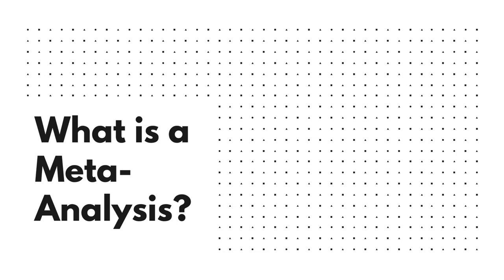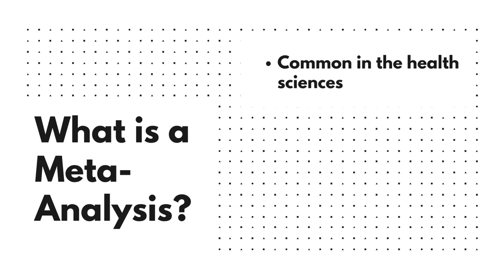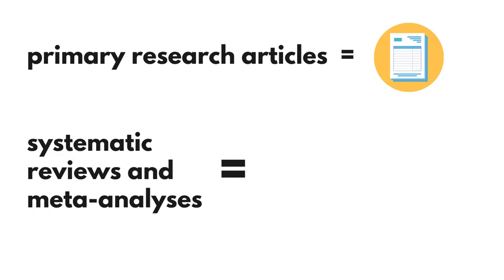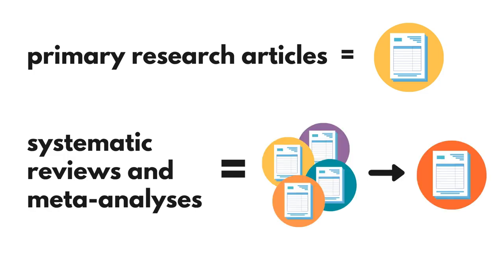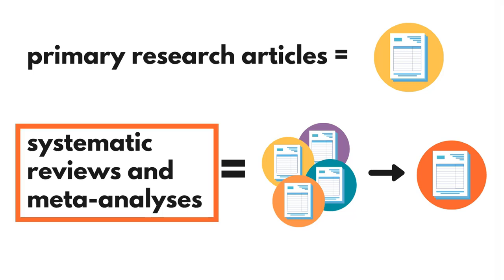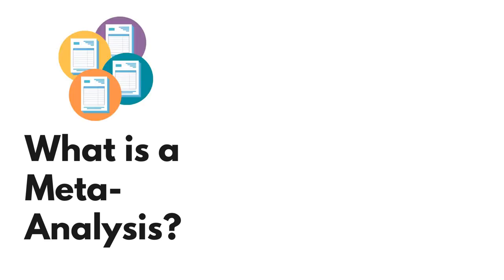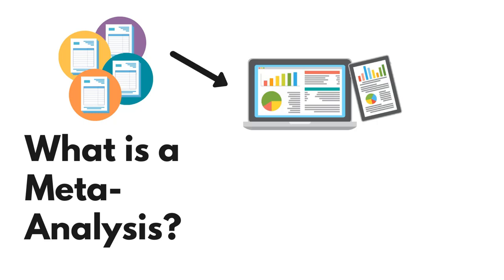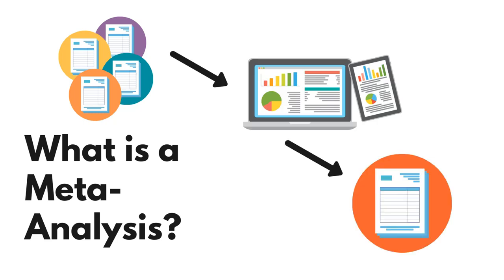Meta-analyses are another type of review article common in the health sciences. While primary research articles report on a single study, systematic reviews and meta-analyses review the results of multiple primary studies. Both of these types of articles use a systematic and structured process to select individual primary studies to include in their review. Meta-analyses go a step further than systematic reviews in that they combine the results of the individual studies and apply statistical analysis to draw broader conclusions about the topic.